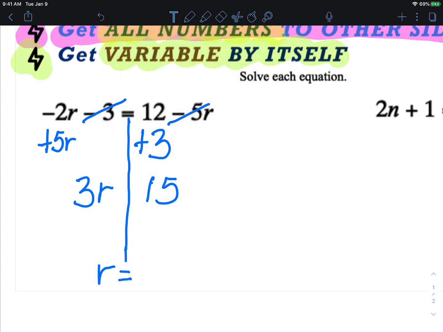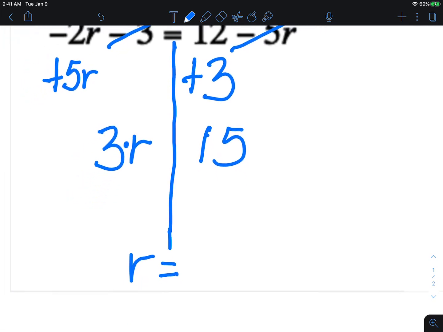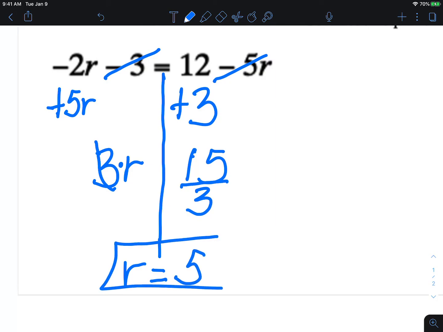Oops. All right. And now I remember that 3r means 3 times r. And what is the opposite of times? What is the opposite of multiplying? The inverse of multiplying is dividing. So I'm going to cross out 3 here, and I'm going to bring it over as division. 15 divided by 3 is 5. And that is my solution right there.